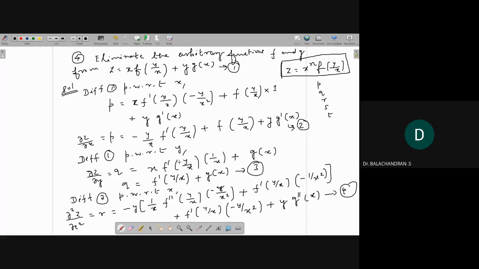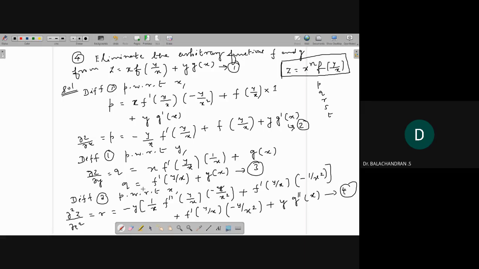Now we have P, Q, R. You can differentiate equation 2 with respect to y, you will get S, or you can differentiate equation 3. Equation 3 is dou z by dou y. If you differentiate equation 3 partially with respect to y, you will get dou square z by dou y square. I will write equation 3 again in the next slide, and then I will differentiate.